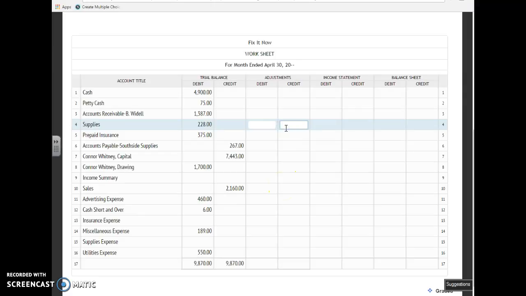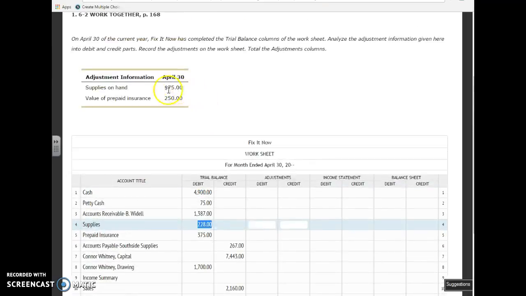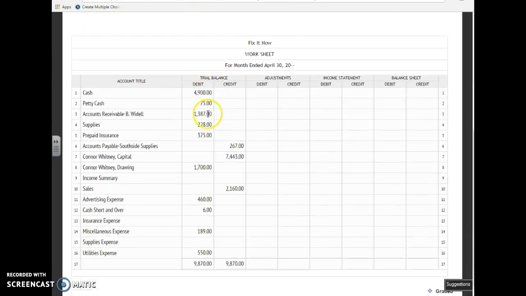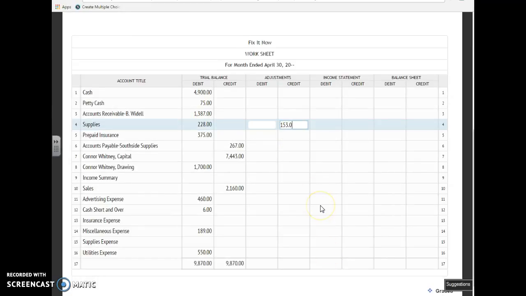But I'm not just going to put 75 in here, okay? Because when I bring my totals over, I want to end up with 75 total here. So I'm going to take 228, which is what I paid out in supplies, minus 75, which is what I end up with, and the difference between those two is 153. So I'm going to credit my supplies $153 because I need my supplies to decrease by $153. I used $153 worth of supplies that fiscal period. Now I have an expense for supplies, so I need to debit supplies expense.